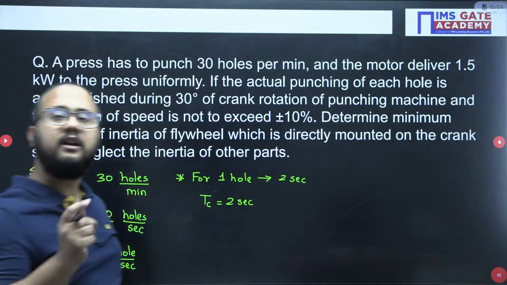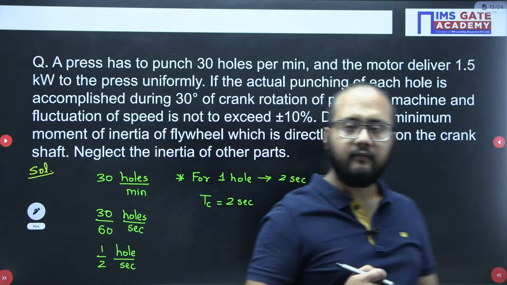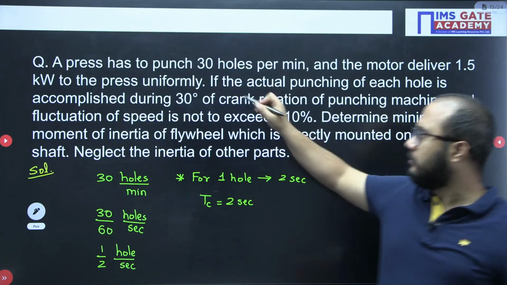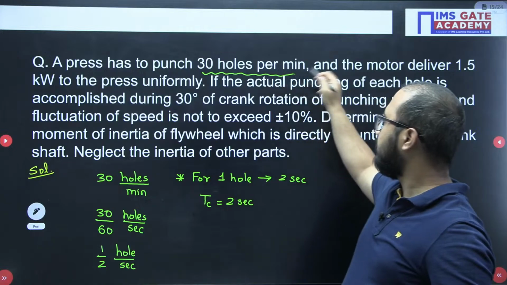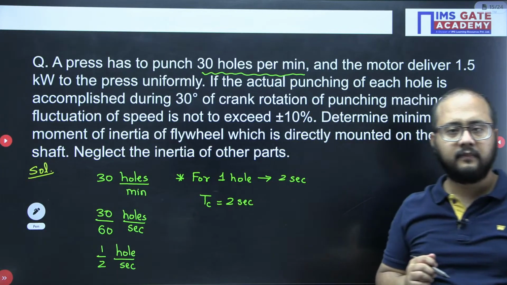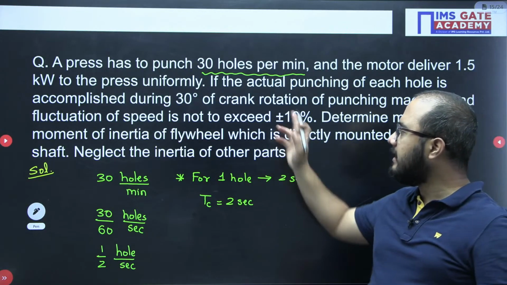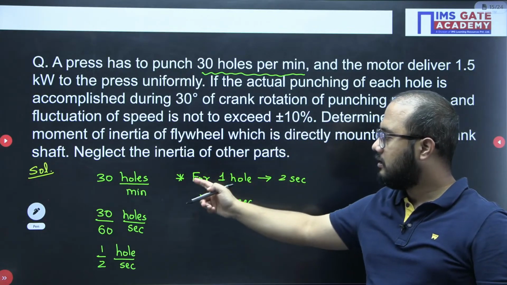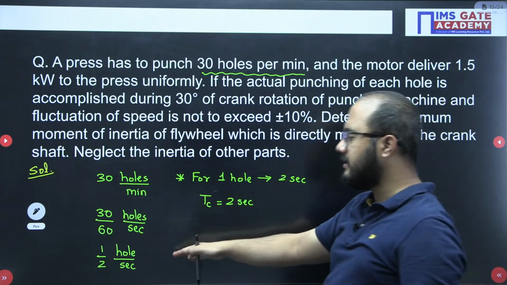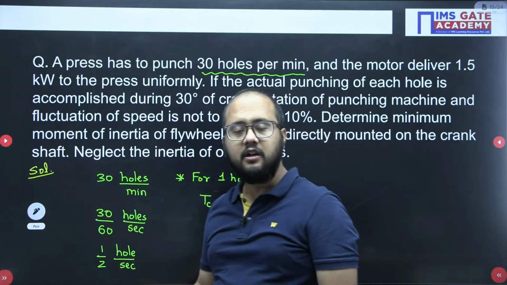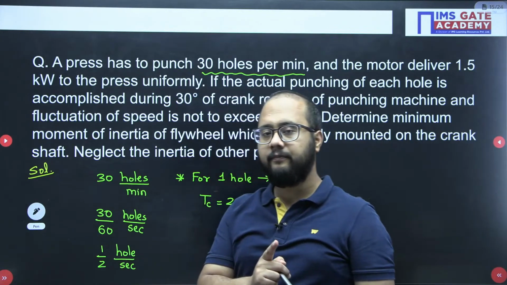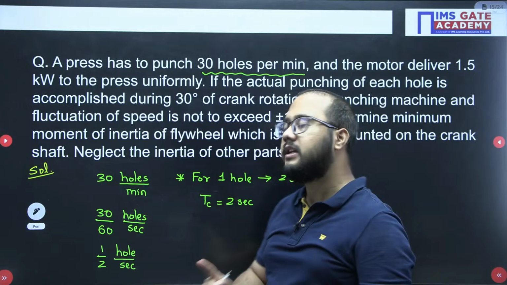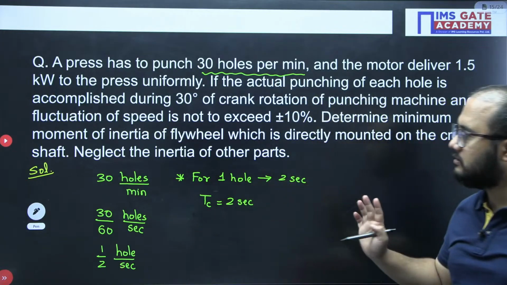Okay, they have not given it directly, but whatever information they have provided, from this I can figure out the cycle time also. 30 holes per minute means what? 30 holes divided by 60 seconds, and one hole 2 seconds. So for punching one hole, 2 seconds is required. Okay, this is clear. So cycle time is clear.